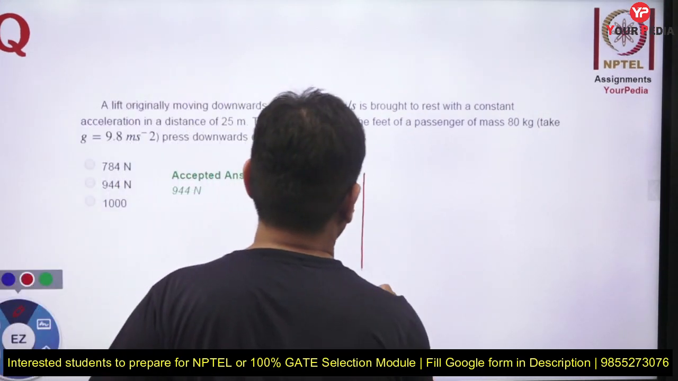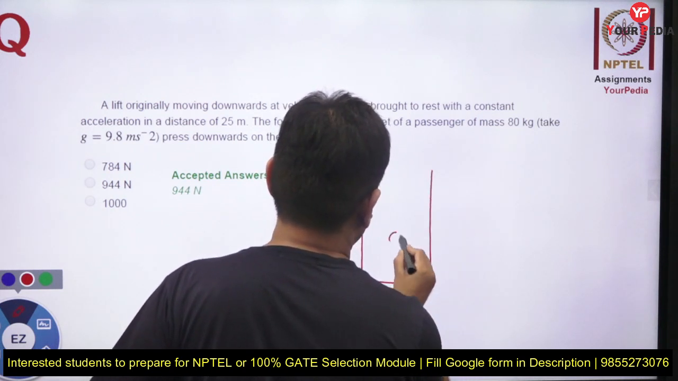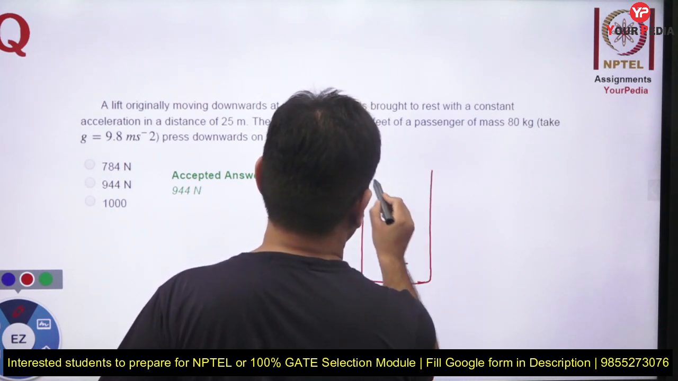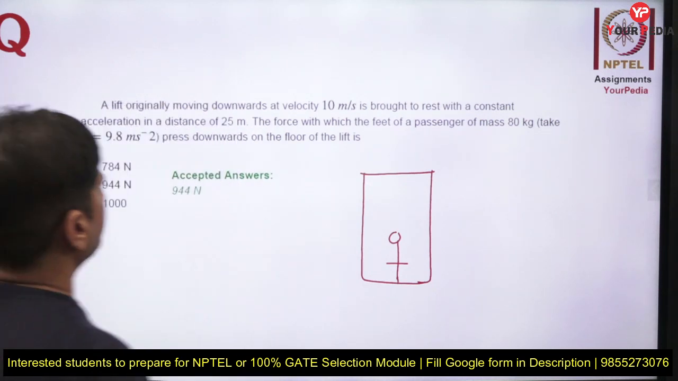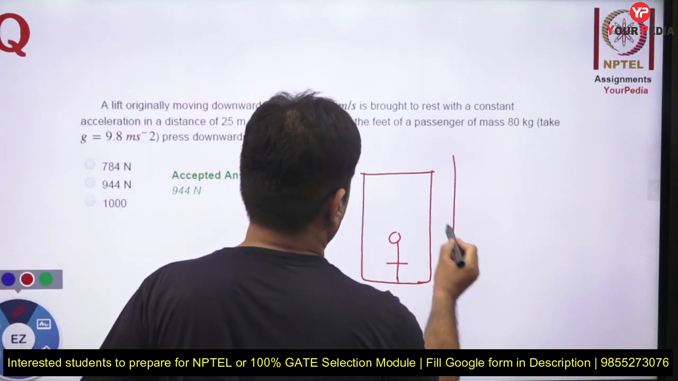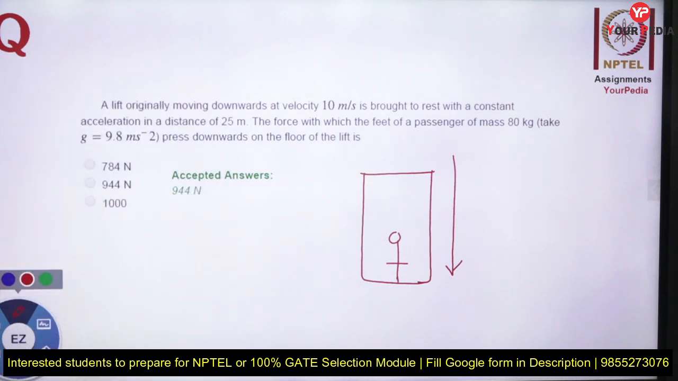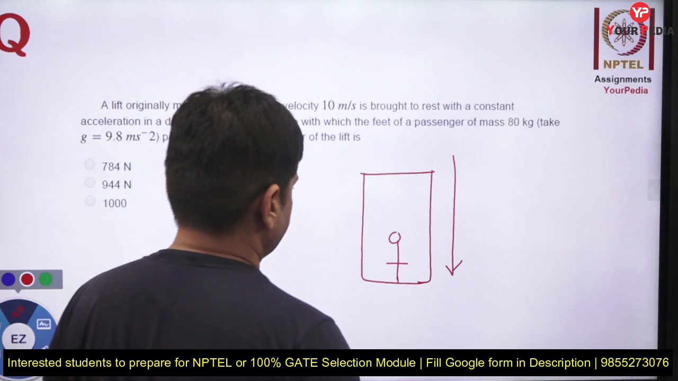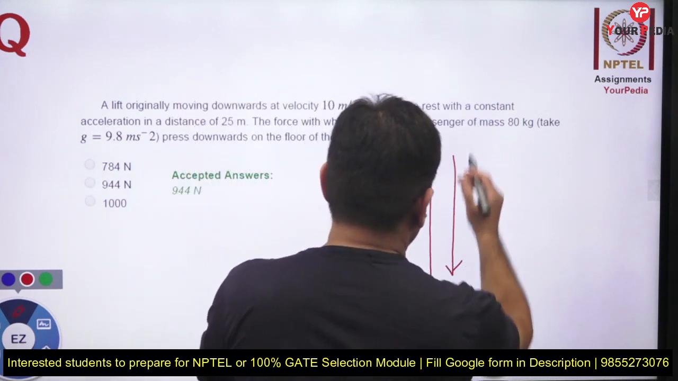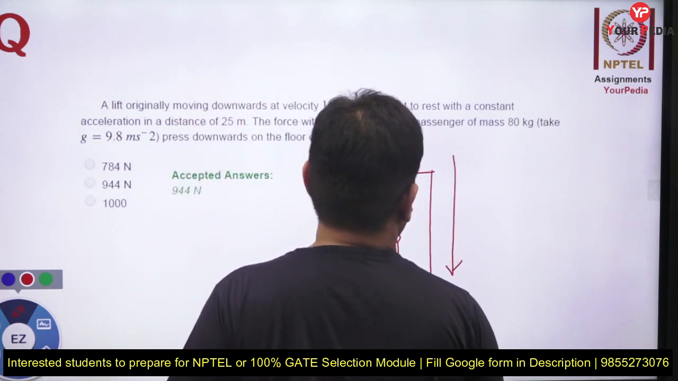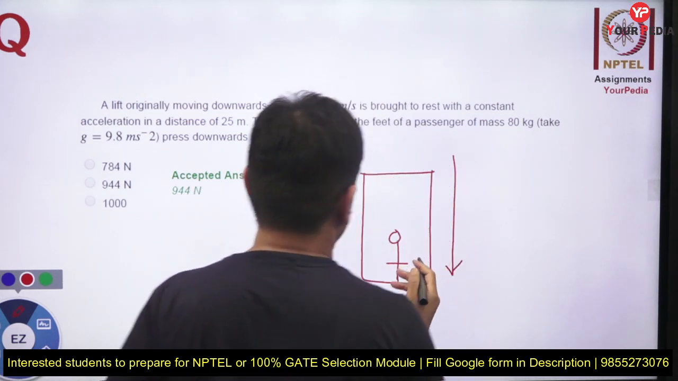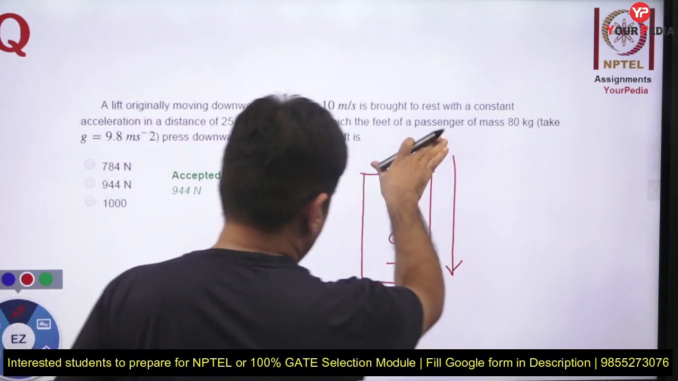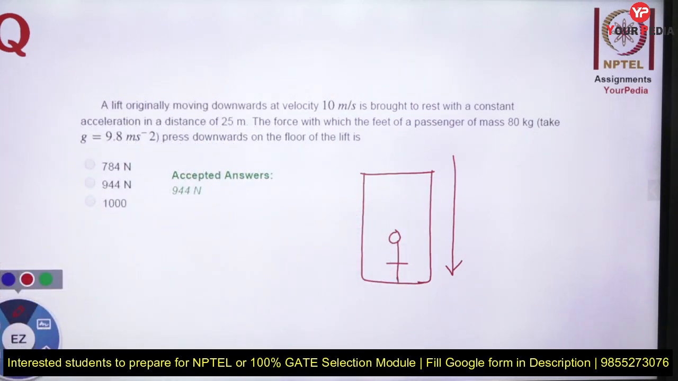So this is what is happening. There is a lift and there is a passenger who is standing in the lift, and the lift is originally moving downward. It is moving downward, right? It is moving downward, and there is a retardation acting. Retardation means it is not accelerating downward, it is negative acceleration. So the retardation means negative acceleration. It is stopping while going down, it is stopping.